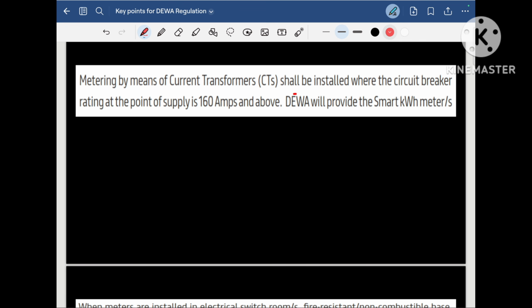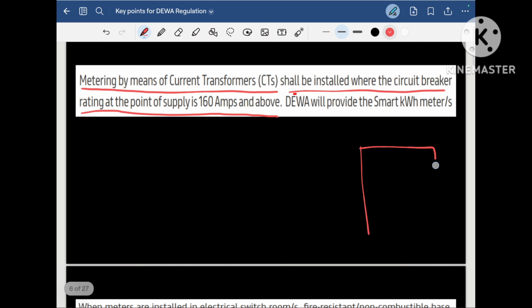The other important point mentioned in DEWA regulation is that metering by means of current transformer CT shall be installed where the circuit breaker rating at a point of supply is 160 ampere and above. What does it mean? Suppose you have one villa, and its load is 80 kilowatt. As per 80 kilowatt you need a 160 ampere breaker in the compound wall meter cabinet.